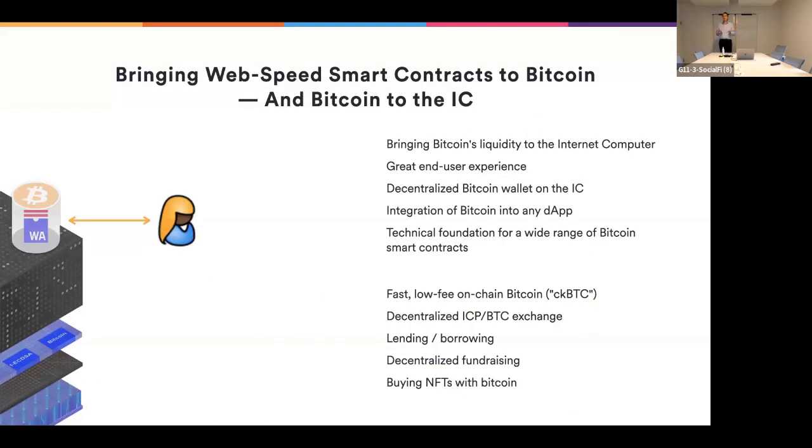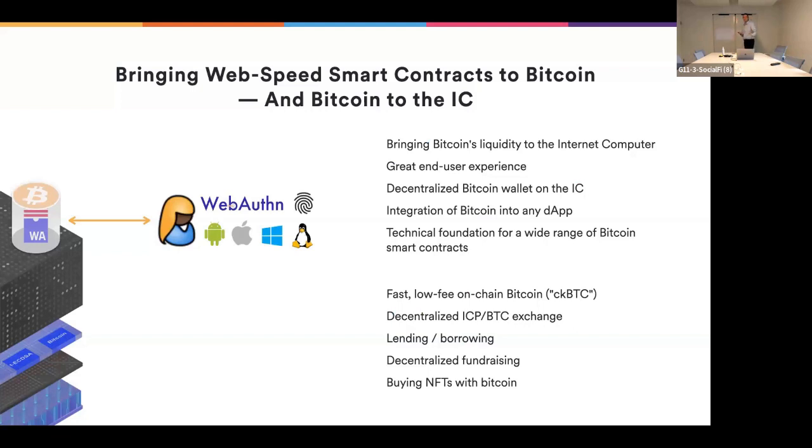So that's roughly how it works. Completely trustless, no trust assumptions in addition to those of the Bitcoin network and the IC, and also no additional parties required. And now what does this bring us? It brings Bitcoin liquidity to the internet computer. It has a great end user experience because users can use the WebAuthn protocol of internet identity to authenticate to smart contracts and use Bitcoin.